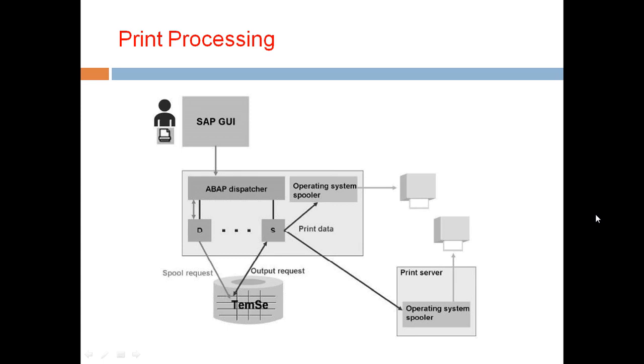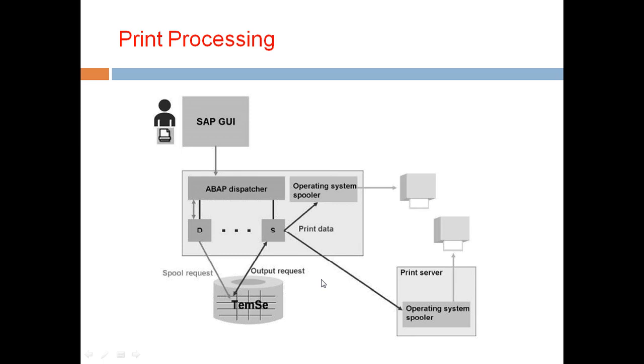Minimum one spool work process needs to be there in an SAP system. Basically, here you see how the print goes to your local printer. You install the printer on your local machine, and then you configure that printer in SAP, and any user can access the printer from the local operating system through SAP.